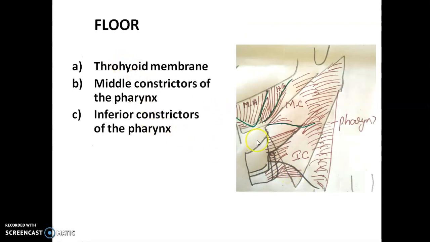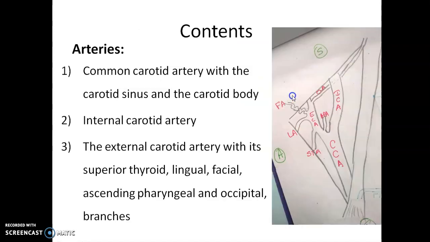Coming to the floor. The floor is formed by a membrane between the thyroid and hyoid bone, called the thyrohyoid membrane, and 2 constrictors of the pharynx: the middle constrictor and inferior constrictor of the pharynx, where the bolus of food goes down. When the middle constrictor contracts, the inferior constrictor will relax, and the food comes further down. When the inferior constrictor contracts, the esophagus will relax, and the food slides down through the esophagus into the stomach. So the pharyngeal muscles are there in this floor. This is the outline of the carotid triangle.